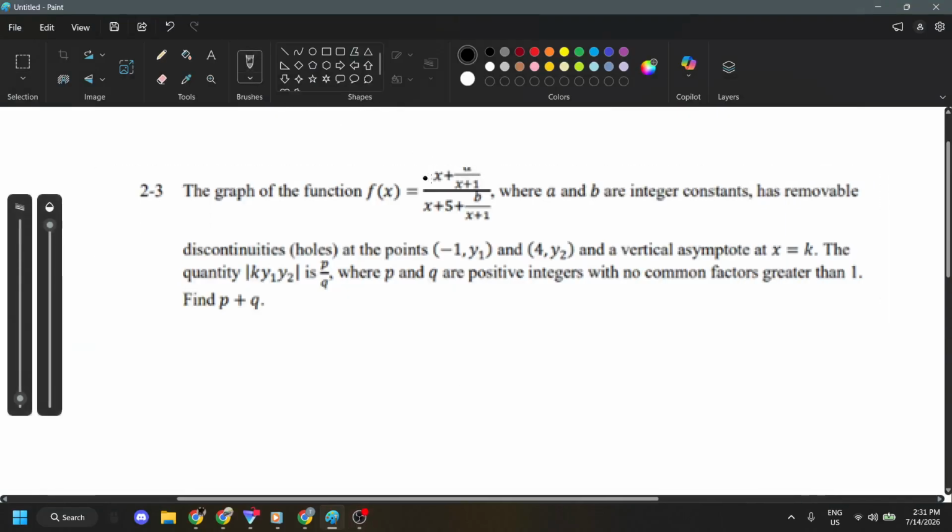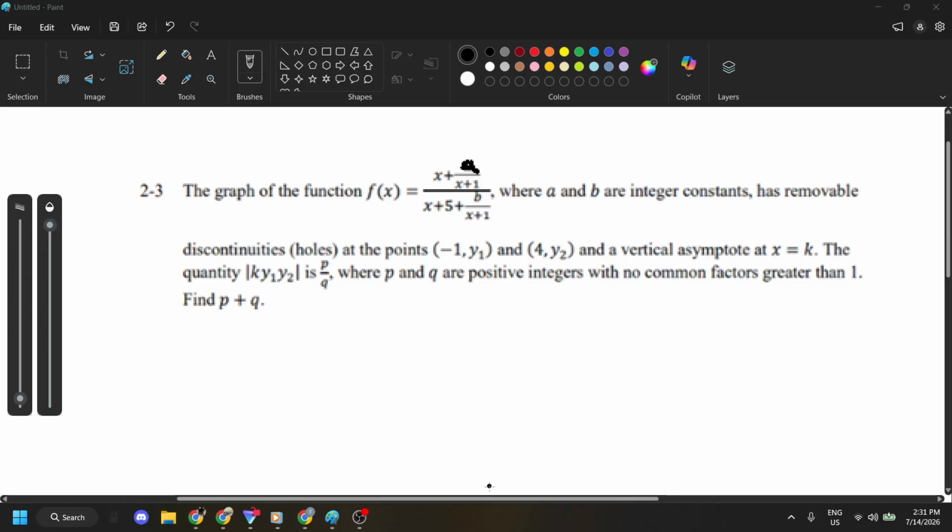The graph of the function f of x is equal to, I cut this off, it's going to be a, up here, where a, b are integer constants, has removable discontinuities, holes at the points -1, y1, and 4, y2, and a vertical asymptote at x is equal to k. The quantity k, y1, y2 is p over q, where p and q are positive integers, no common factor greater than 1. Find p plus q.